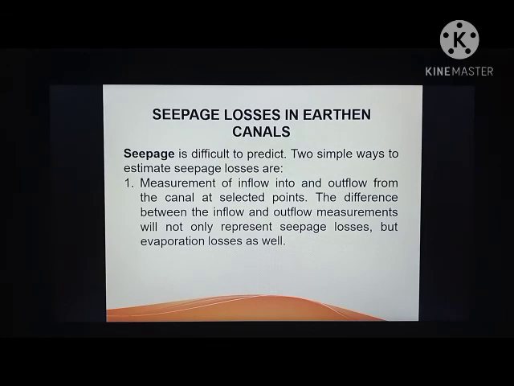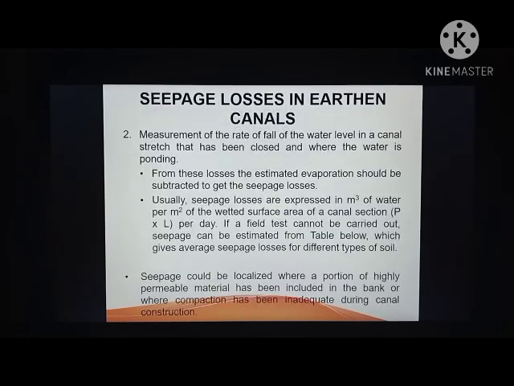So in here, as we all know, the intake and the output can be the same, but due to seepage, the intake water will reduce and the output water can be lower than the input water. Therefore, it represents the seepage losses and also the evaporation losses as well.